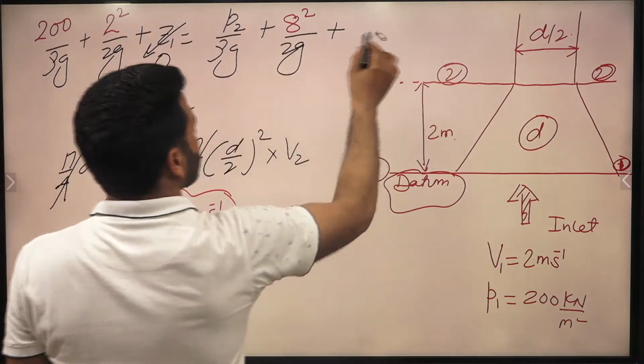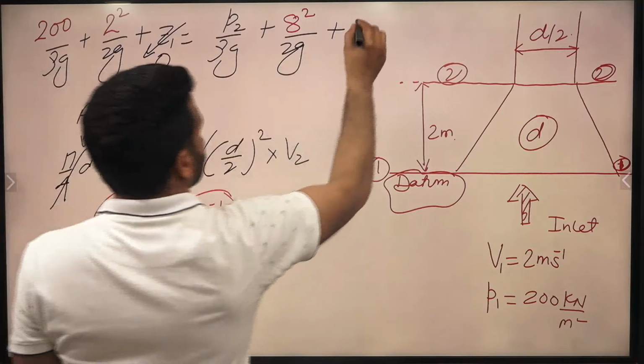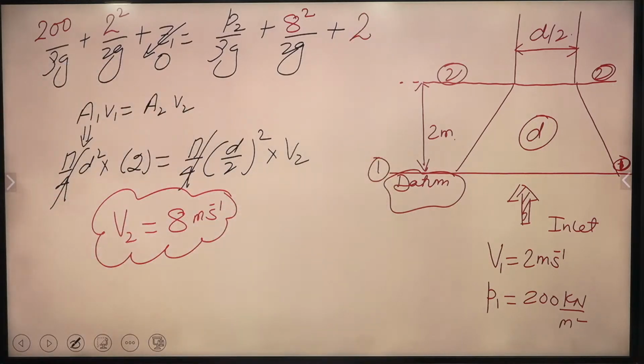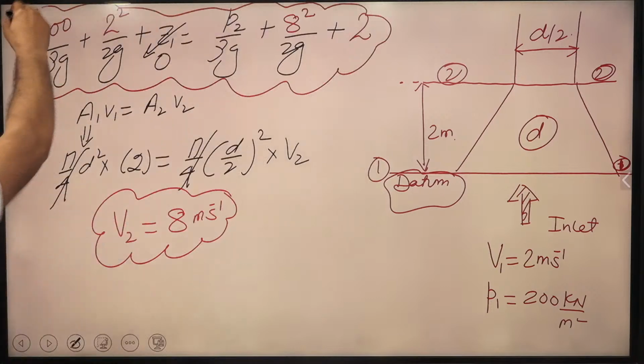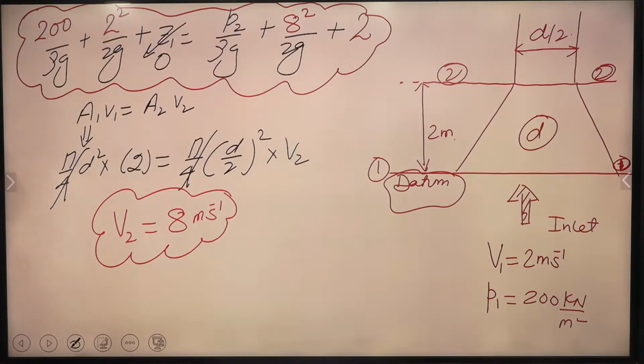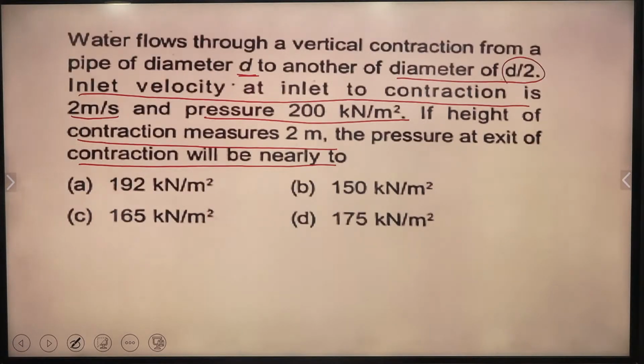So guys, just solve this one and let me know what is the P2. Just take the g value as it is and let me know what is the answer. Only this thing you have to solve and you will get the answer. 172 nearly, 192. Abhimanyu is saying 192 and another one is 172.